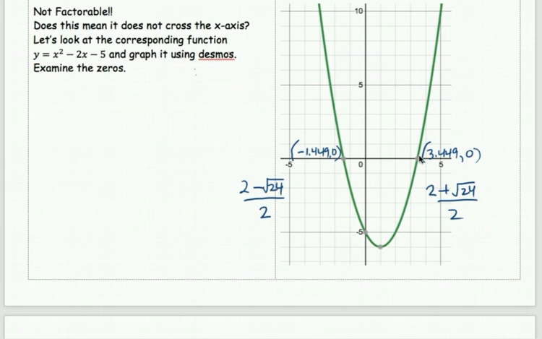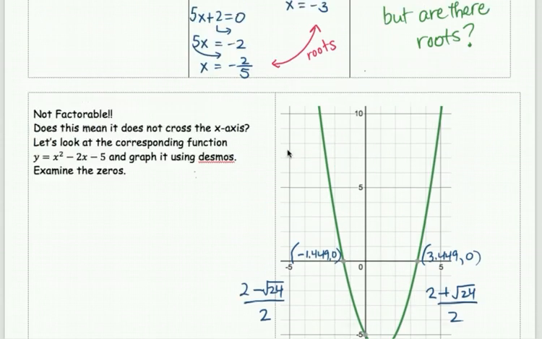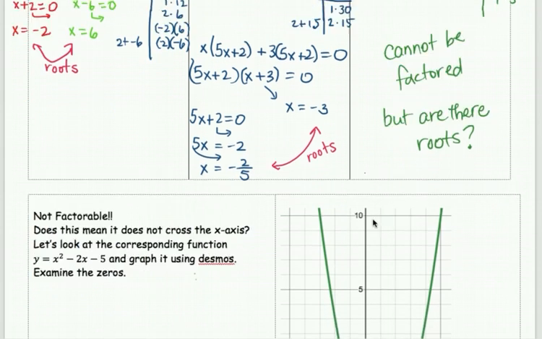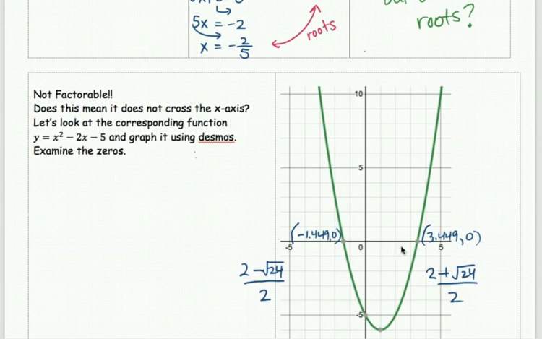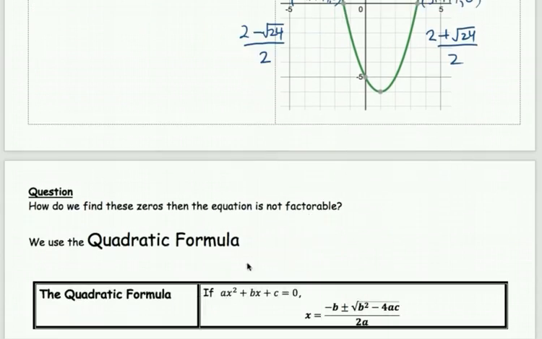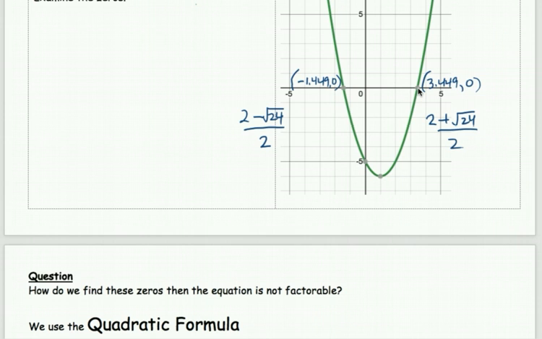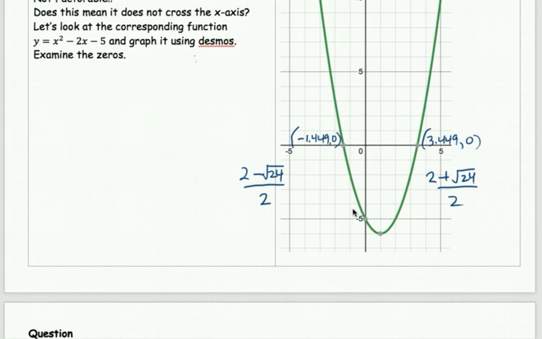Okay, so with the methods that we know right now, we can't figure out the roots here. But when we looked at Desmos, there are some. So what we're going to do is use this new concept called the quadratic formula, and that's what's going to help you actually find the roots here when they're not nice like this, okay?